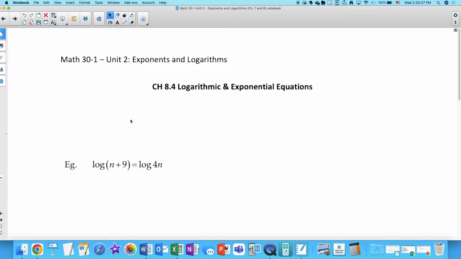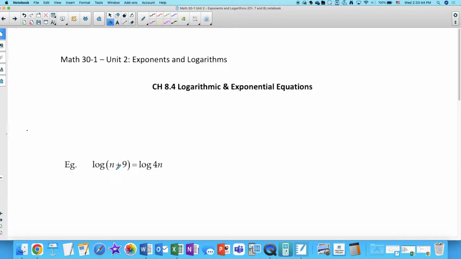Okay? So the idea, firstly, a logarithmic equation is an equation that involves a logarithm where the variable is typically somewhere in the argument. So here, for example, this guy down here, there's an n plus 9 in the argument. That would be an example of a logarithmic equation. Okay? An exponential equation is when the variable is in the exponent position. But what we've sort of already seen is that we can switch something from logarithmic form to exponential and vice versa. And so the position of that variable may move around.